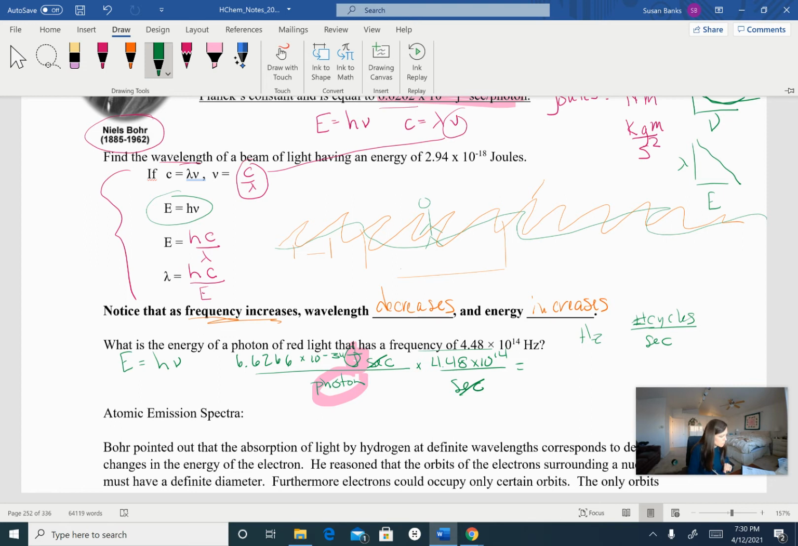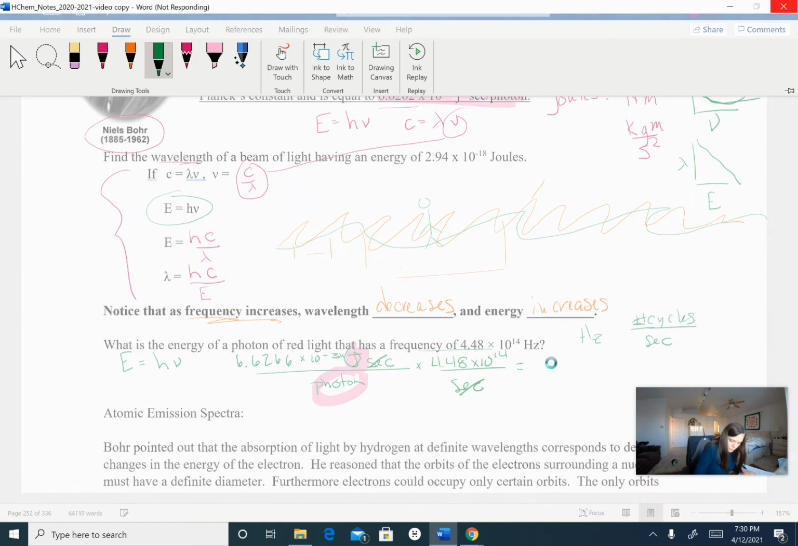Okay, so when we multiply that out, we get an energy of 2.97, and there goes my computer. And it won't let me. So we get 2.97 times 10 to the negative 19 joules per photon.